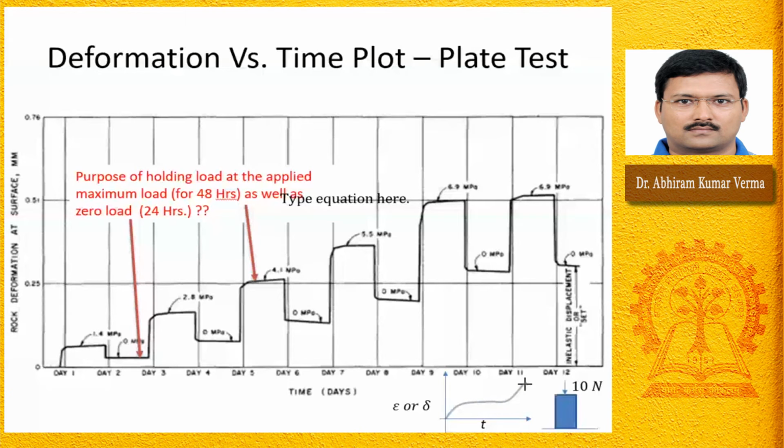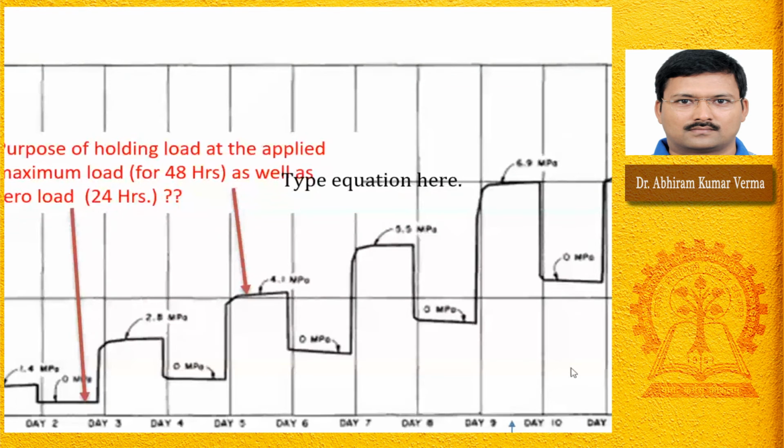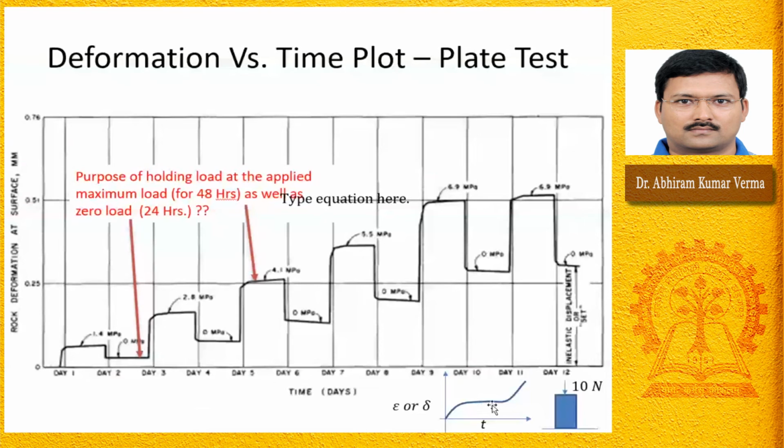Okay, so the curve will be something like this. You can see the deformation, the strain in the body, keeps on increasing. Initially it is increasing, then it becomes constant, and then it increases exponentially. So with time, the deformation within the body is increasing, right? This is the type of observation. So this is the creep curve.